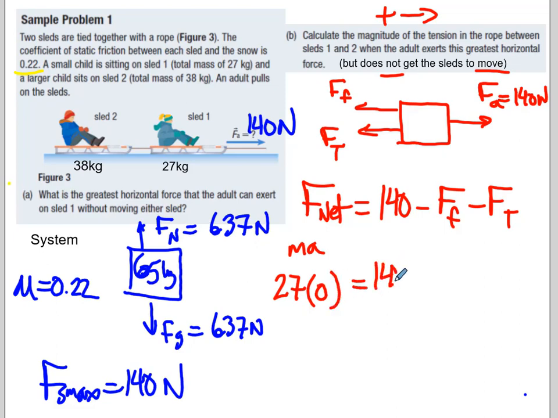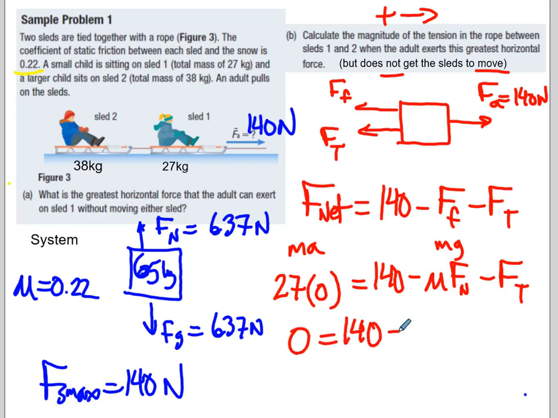Okay, there's the 140. And now my force of friction is going to be, I'm going to rewrite it like this, minus Ft. Okay, and I also know that the normal force is going to be mass times gravity. So I can do a bunch of things at once here. So 0 equals 140 minus 0.22 times the mass of the child, which is 27, times gravity, minus Ft.